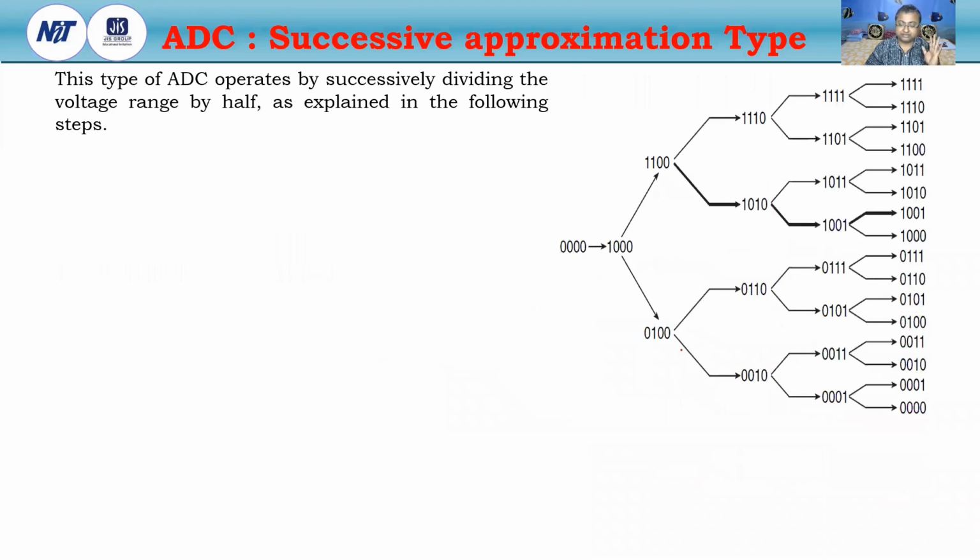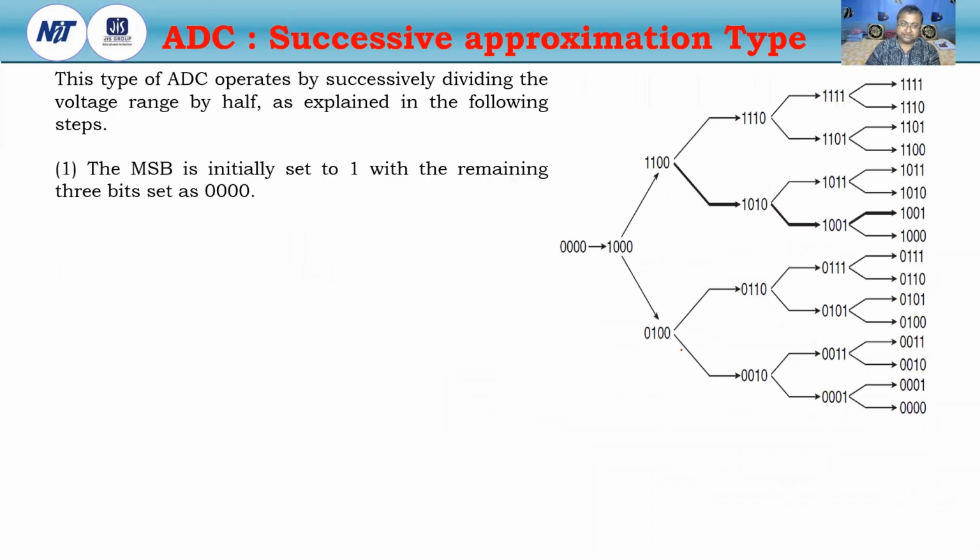First step, this type of ADC operates by successively dividing the voltage range by half, as explained in the following steps. First step is the MSB is initially set to 1. First this is 0, then it will be initiated as the MSB should be 1. So first step is from 0000, here we will take the 4-bit successive approximation ADC. So if there is an n bit, then first step is put the MSB as 1 and the remaining bits set as 0.